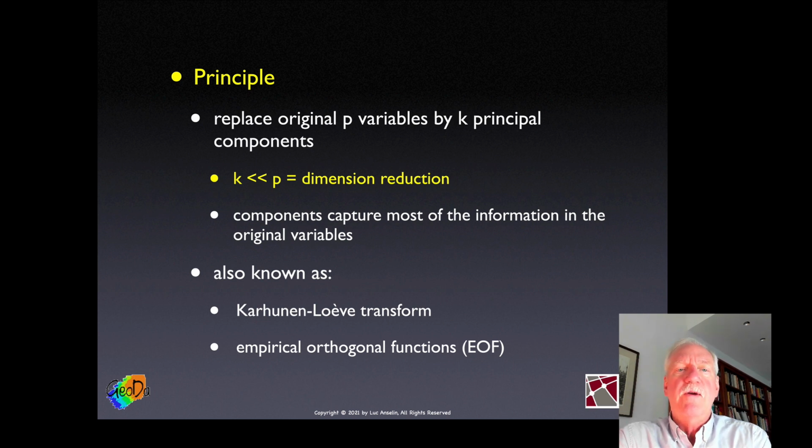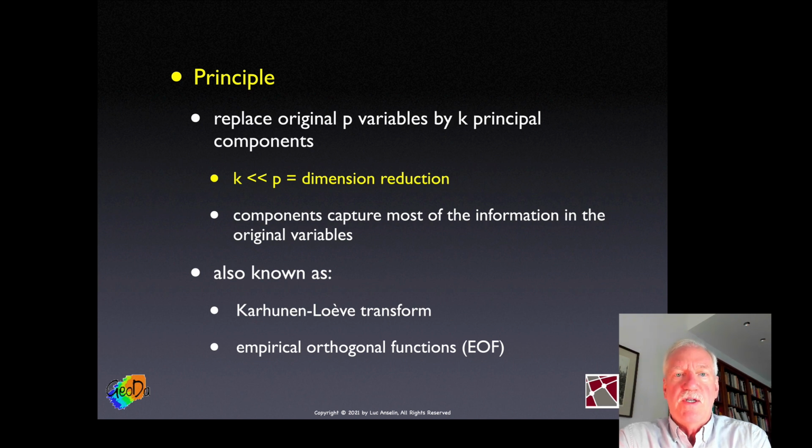So what you want is to have a situation where you can reduce the dimensionality significantly so that K is much smaller than P. And the other aspect that you want, which I mentioned in the other lecture, is that you want to capture as much of the information content that is available in the P variables, in the larger number of variables, in the reduced number of components. So principal component analysis is one particular way to achieve this.